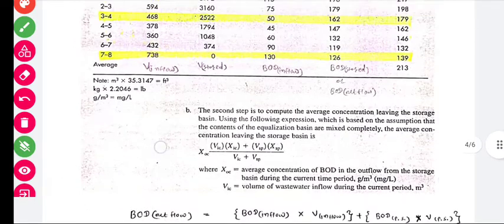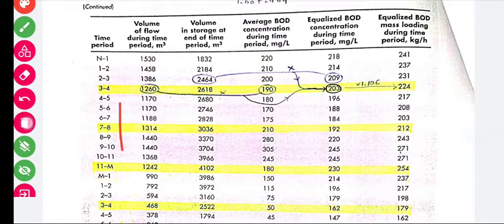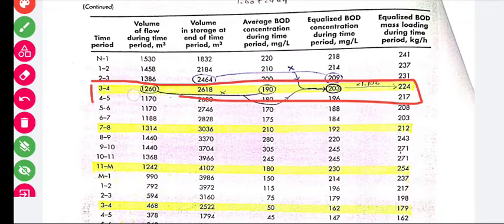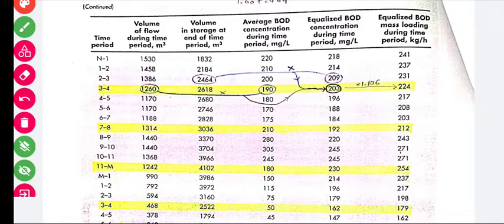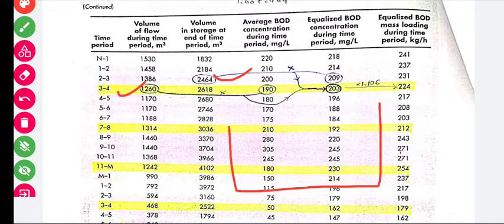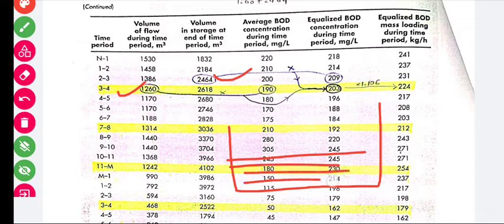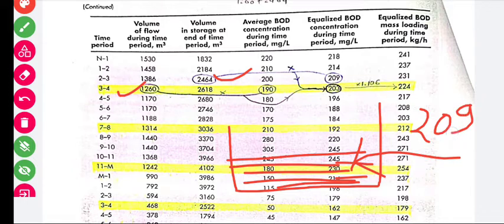Let's just look at the data. Let's take 9 to 10, or let's just take the highlighted part, 3 to 4. Volume inflow is this and stored is this. In this tank between 3 to 4, this much water is already stored. How much BOD does the previously stored water have? 209. And how much volume? 2464. This is previously stored during 3 to 4 hours.